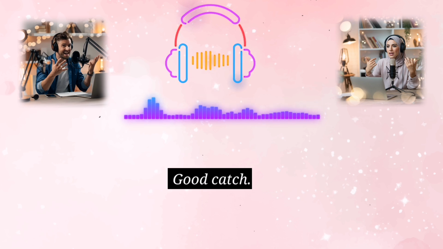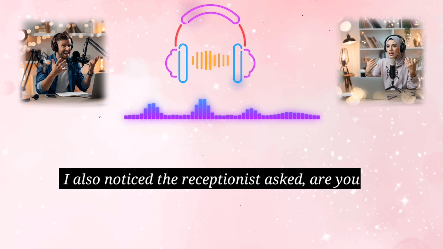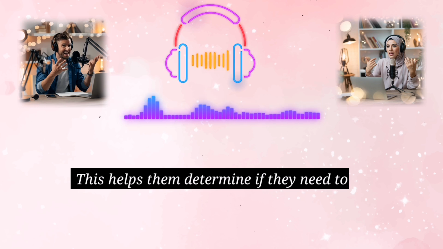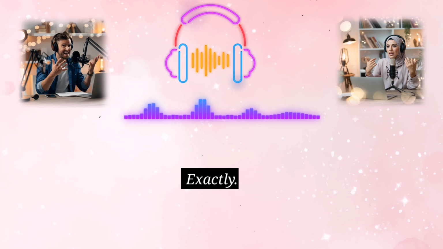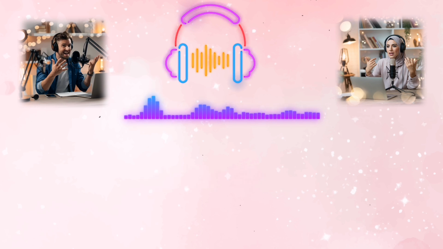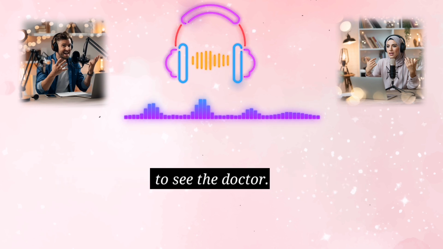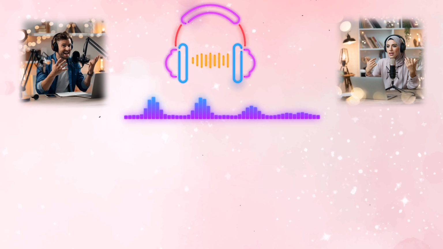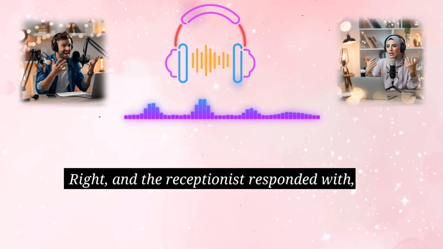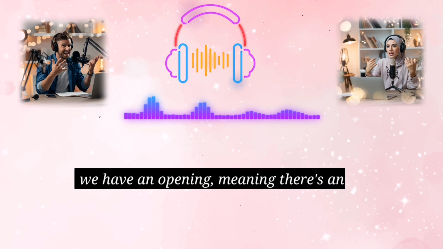Good catch. I also noticed the receptionist asked, "Are you a new patient or have you been here before?" This helps them determine if they need to collect more information. Exactly. Another important question was, what's the reason for your visit? This helps the office understand why you need to see the doctor. The patient also used the phrase, "as soon as possible," which indicates urgency. Right, and the receptionist responded with, "We have an opening," meaning there's an available time slot.